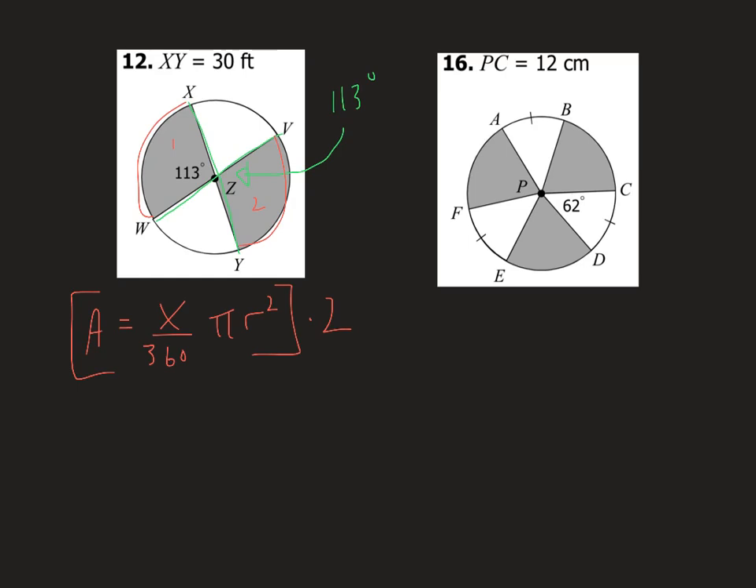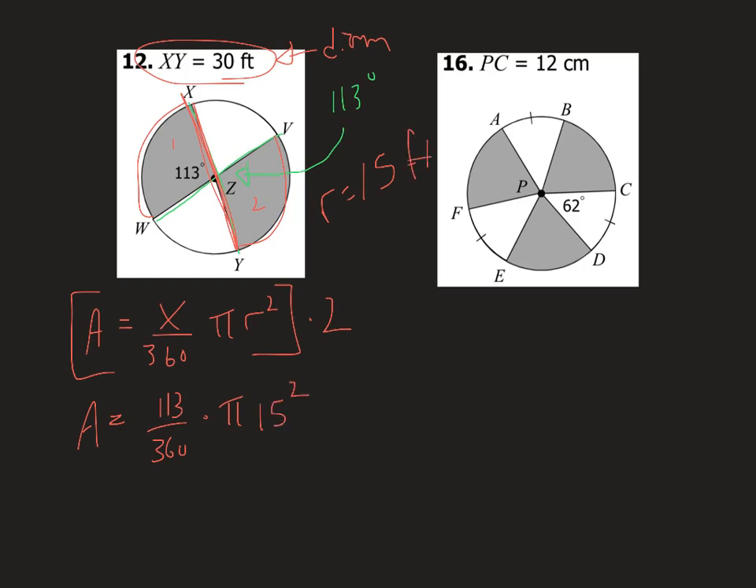So let's get into it. We're going to say area is equal to, the central angle is 113 over 360 times pi times radius. It says that XY is 30 feet. That's from here all the way to Y. So that's our diameter. So radius is equal to half of that, which is 15 feet. So pi r squared then would be 15 squared. And remember, we're going to take this answer and double it. So the final area is going to be something in square feet.